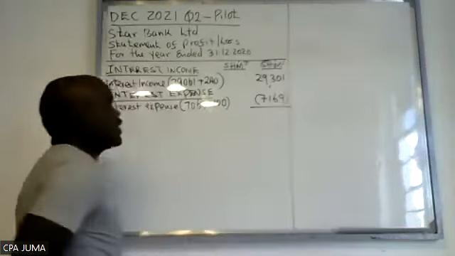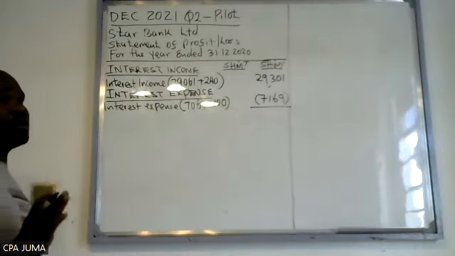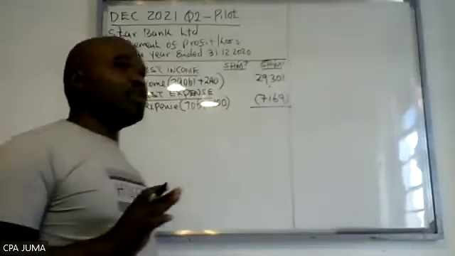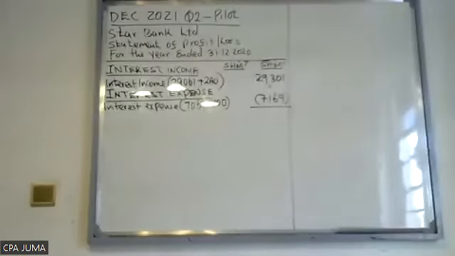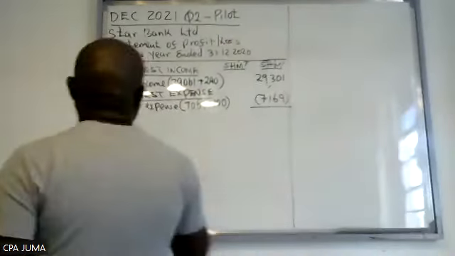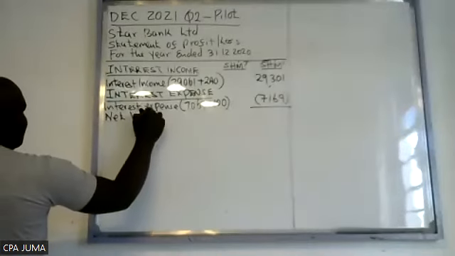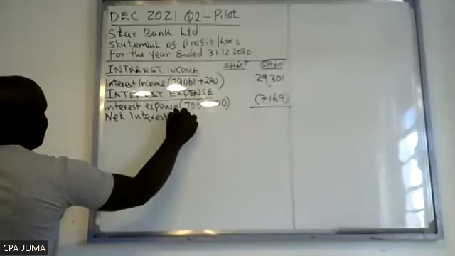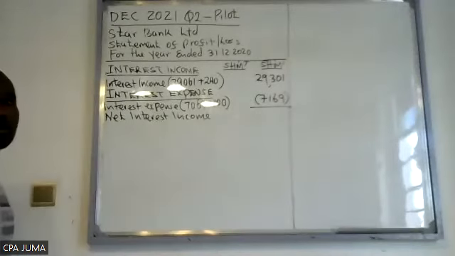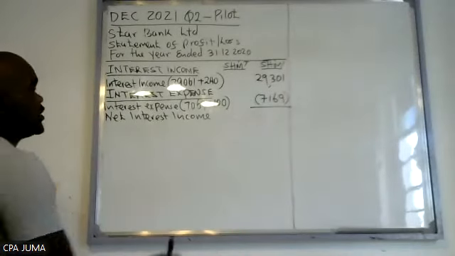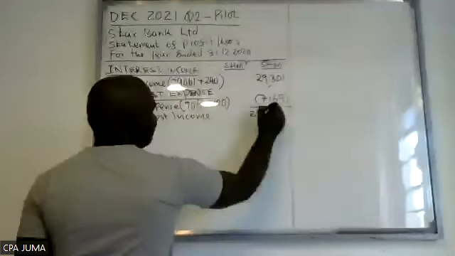So the net interest income, and that is the order. Net interest income, subtract. Net interest income is how much? The difference. 22,132. Thank you.